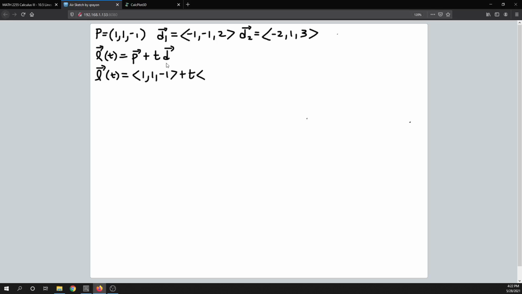All right, and so next up we need the direction vector d, and they tell us that the vector we're looking for is going to be perpendicular, or orthogonal, to these two vectors right here. So what we need is a vector that is orthogonal to both d1 and d2, and of course we can get that by doing the cross product. So we're going to take the cross product of d1 and d2.